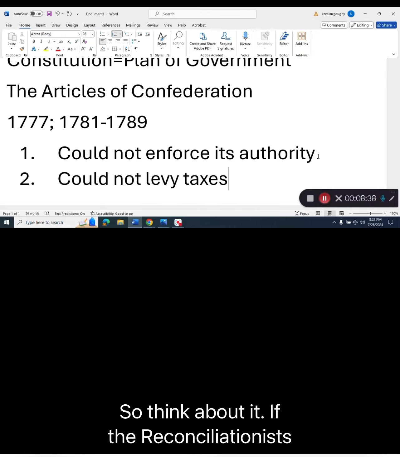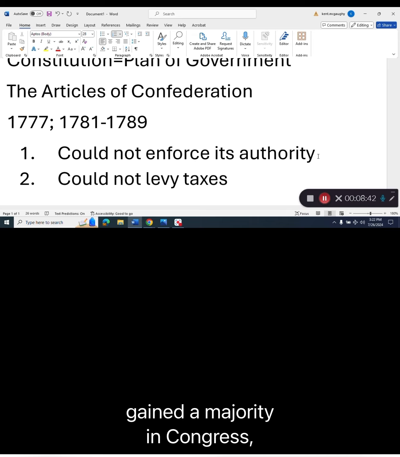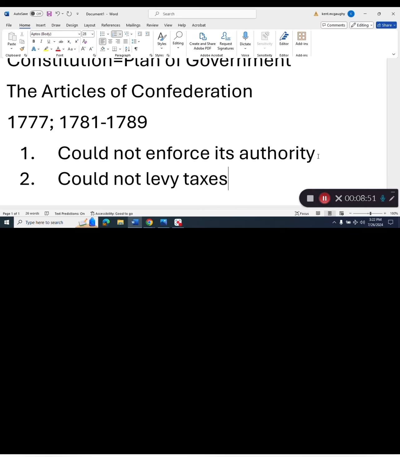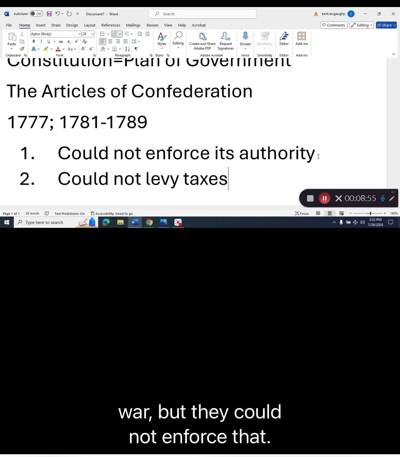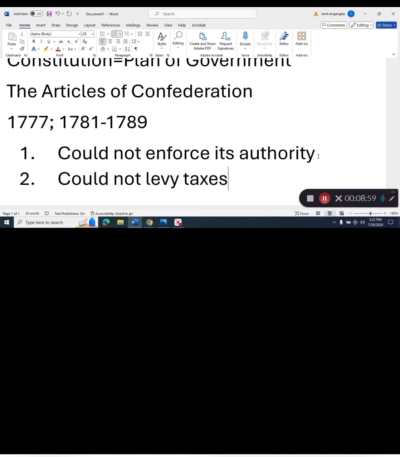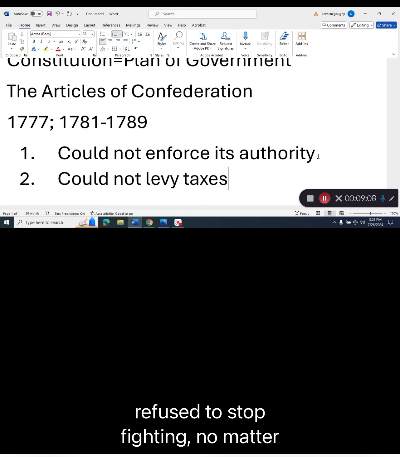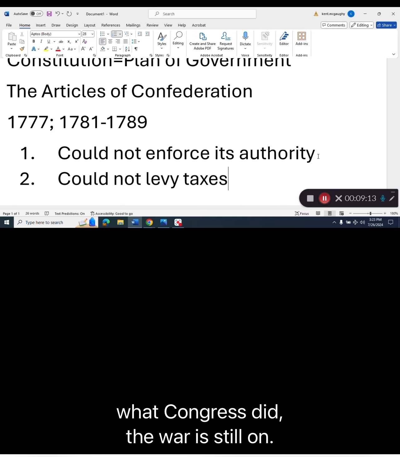So think about it. If the reconciliationists gained a majority in Congress, well then theoretically they could negotiate a peace with Great Britain, and they could negotiate an end to the war. But they could not enforce that. So George Washington, as commander-in-chief of the Continental Army, if he refused to stop fighting, no matter what Congress did, the war is still on.